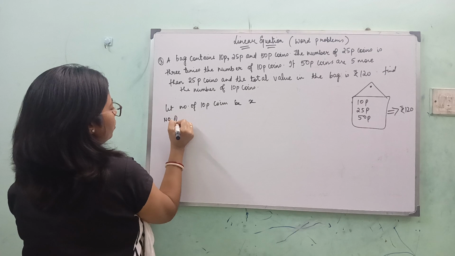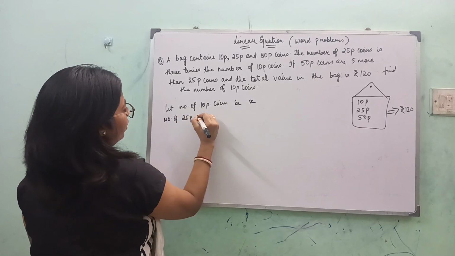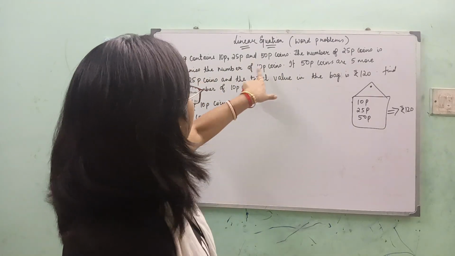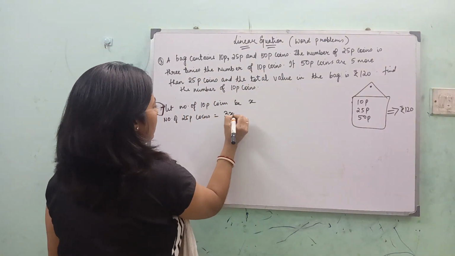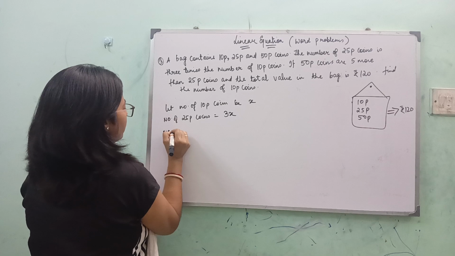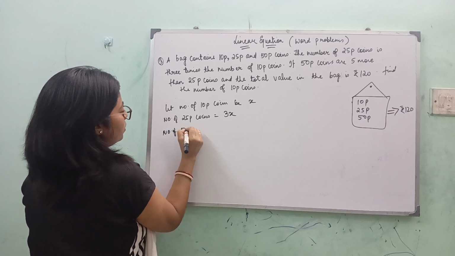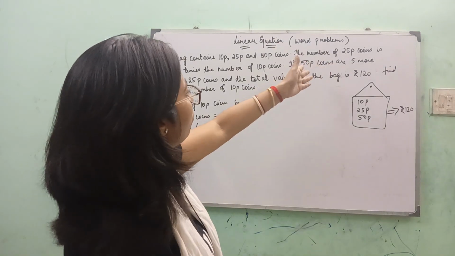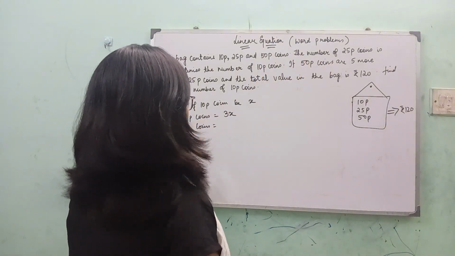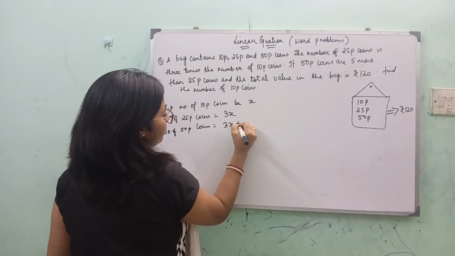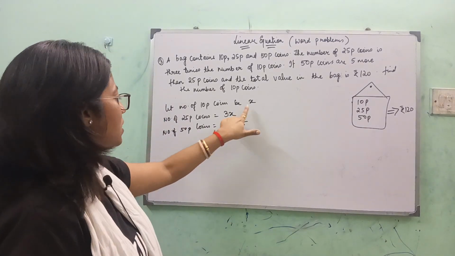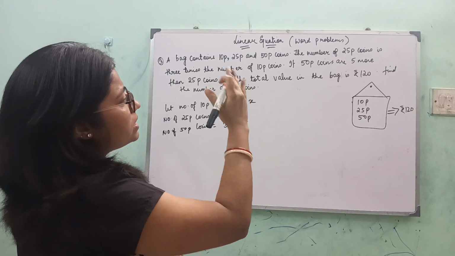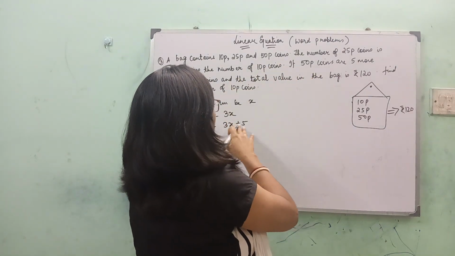So the number of 25p coins will be how much? 3 times. So 3x. And the number of 50p coins is how much? This is 5 more than the number of 25 paisa coins. So 3x plus 5. 25 paisa coins is 3x, so 5 more than that. The number of 50 paisa coins is 5 more than that of 25p coins.